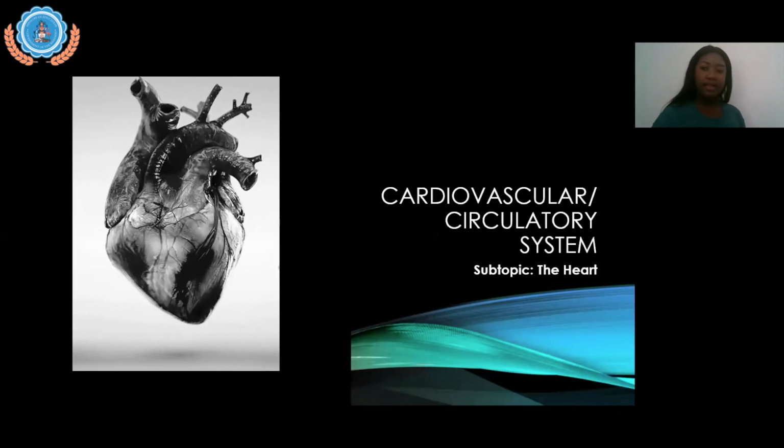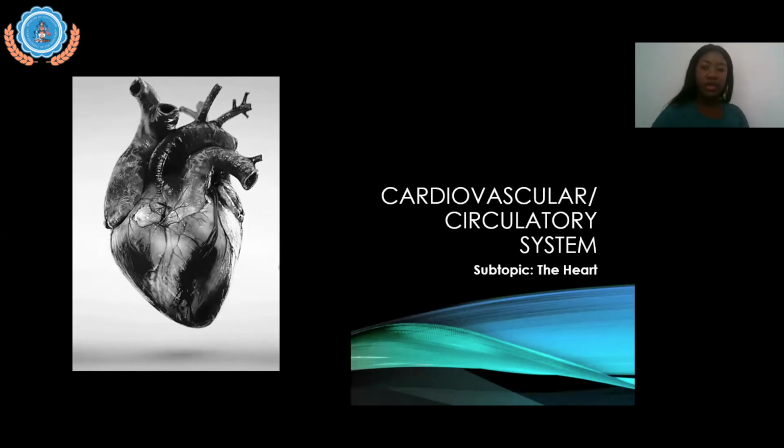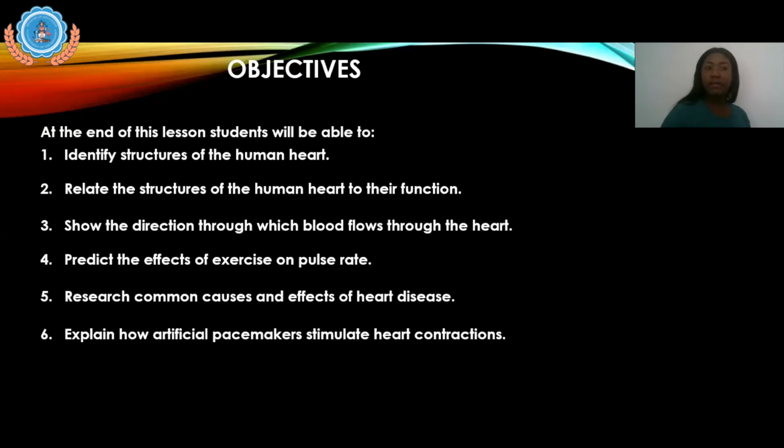Okay. So, like I said, we're looking at the circulatory system. Our objectives for today are we're going to identify the structures of the human heart, relate the structures to their function, talk about the direction that blood flows through the heart, predict effects of exercise on the pulse rate, talk about some of the common diseases of the heart, and talk about pacemakers. Now, we will not be able to get through all of this, but we will continue on as we have our classes.